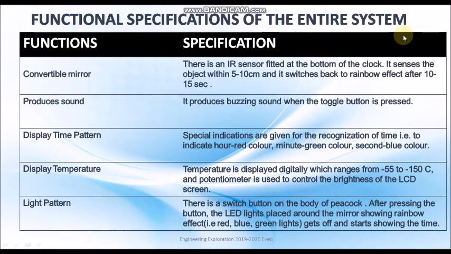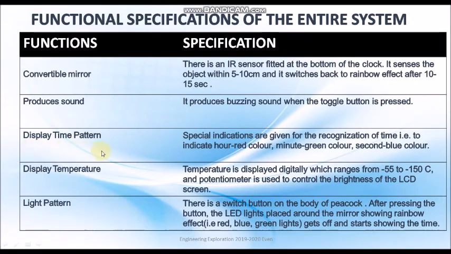Functional specifications of the entire system. To begin with the first function, convertible mirror, there is an IR sensor fixed at the bottom of the clock. When an obstacle is detected within the range of 5 to 10 cm, all the lights get off for some particular period of time. The second function is to produce sound. That is, it produces a buzzing sound when the toggle button is pressed.